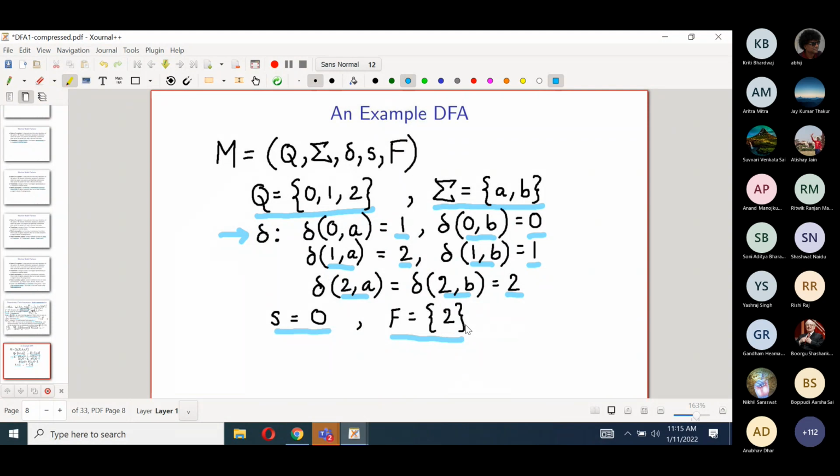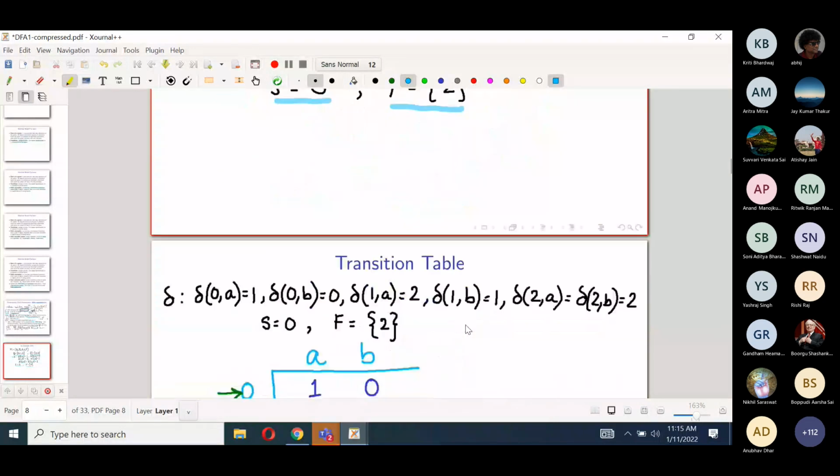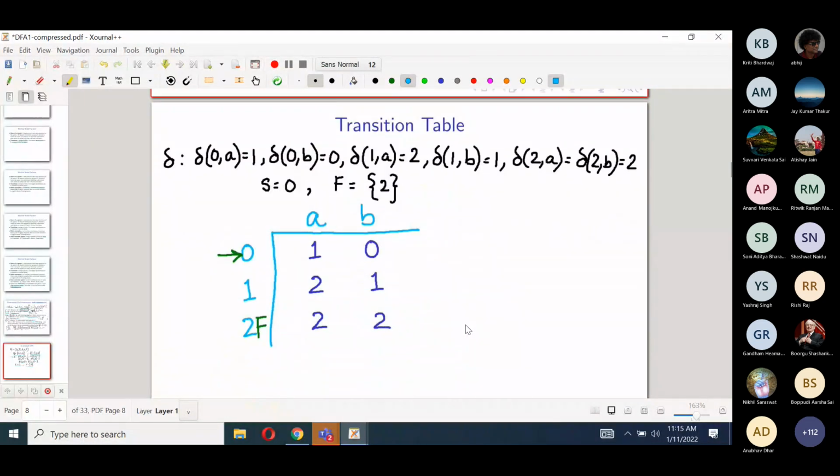But what does this actually mean? I have designed a machine where I have specified each of the components of the 5-tuple. But what is it computing? In order to understand that, let's try to visualize this further. One way of doing it is a transition table, where we visualize what is happening in the transition function. You can think of it as a 2-variable transition function.